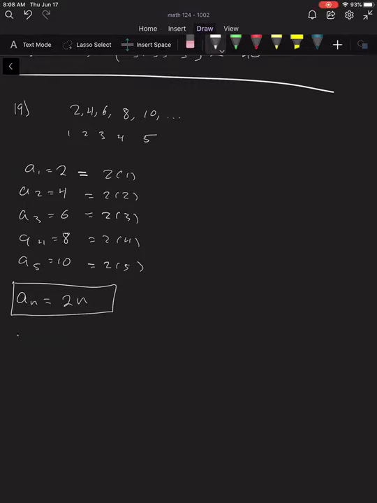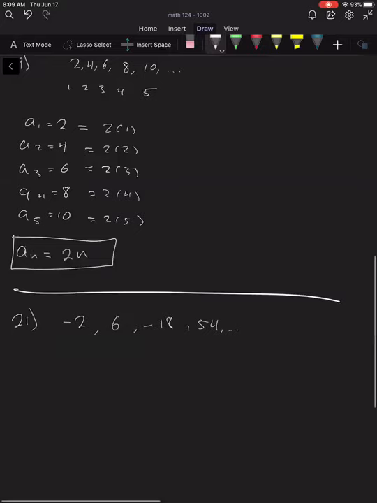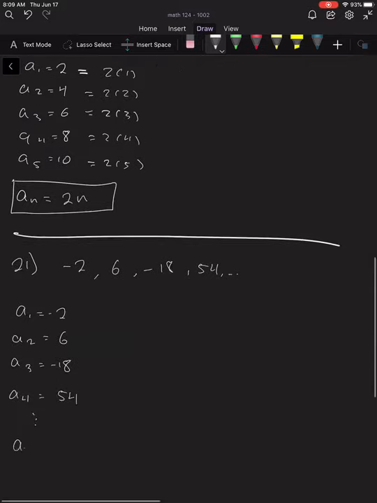Let's do 21. Number 21, we have minus 2, 6, minus 18, 54. Okay, so for this one, we're going to need a1 to be minus 2, a2 needs to be 6, a3 needs to be minus 18, a4 needs to be 54, and so on. So we want to know, what is an?